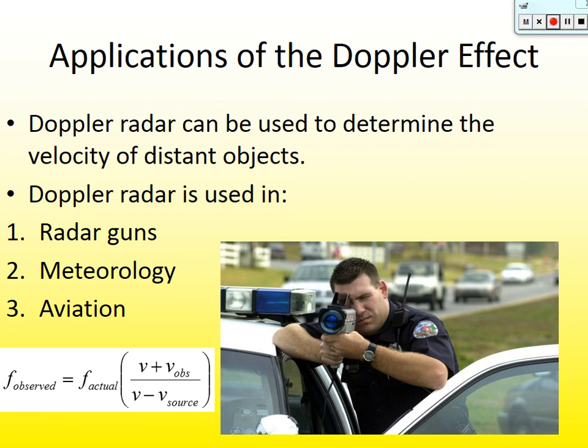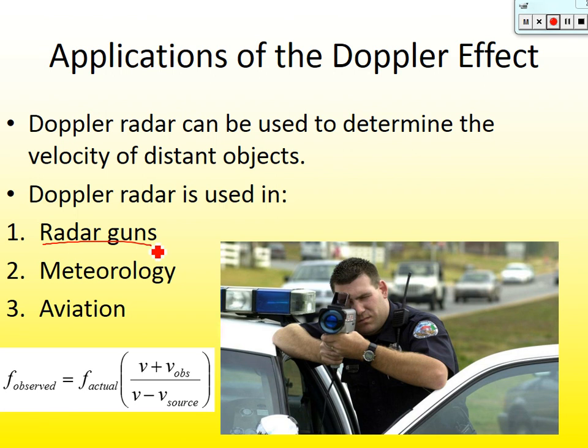Let's summarize the Doppler effect here and talk about the applications of the Doppler effect. Doppler radar can be used to determine the velocity of distant objects. We use these radar waves, which are high velocity waves. They bounce off the object at a distance and come back, and we can use that difference in frequency to determine the velocity of the observer or the velocity of the source. These are used all the time, for example, in radar guns.